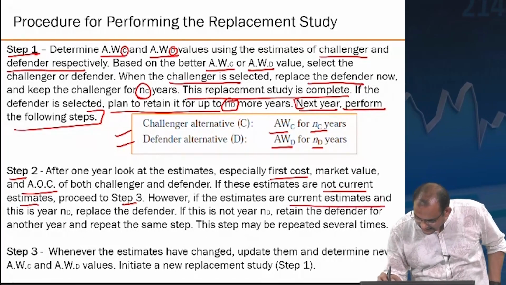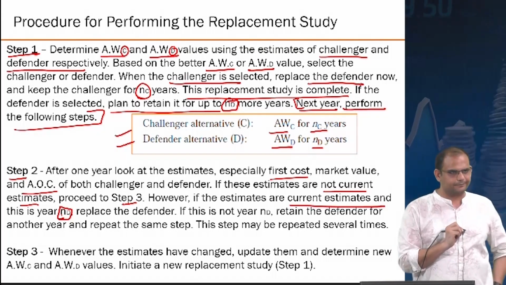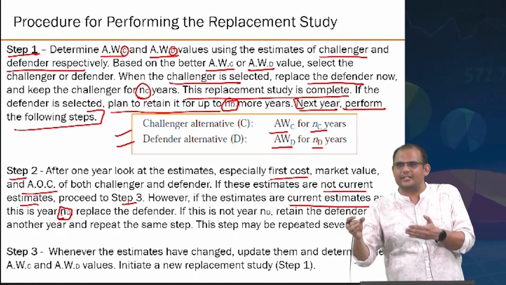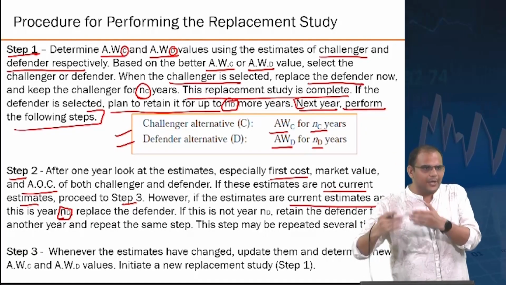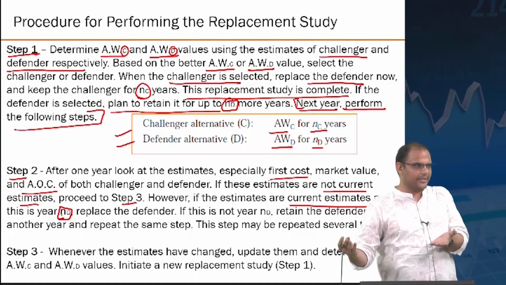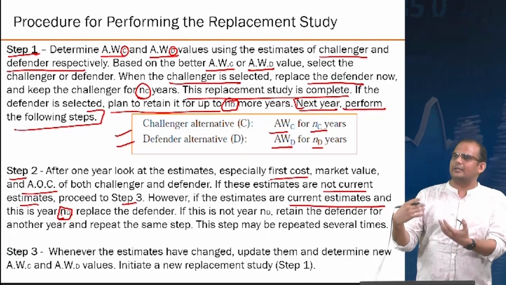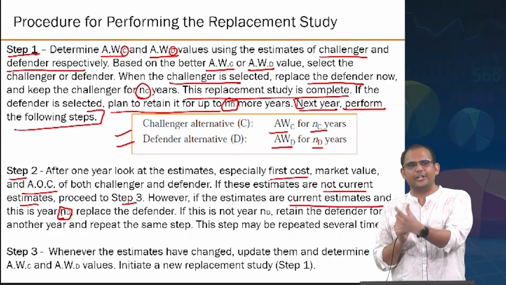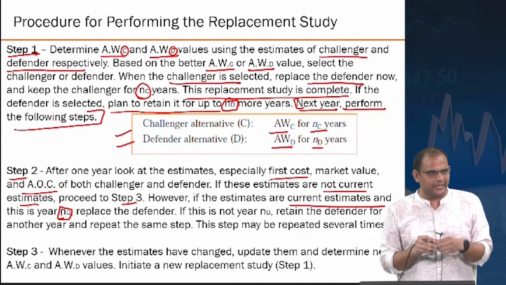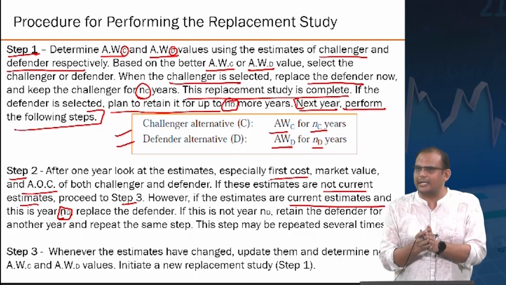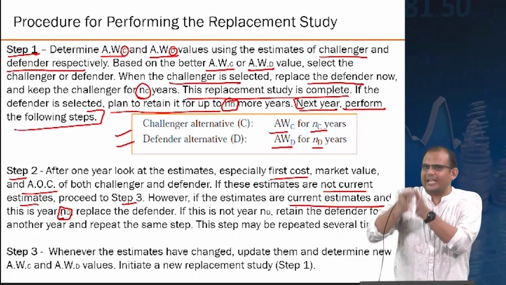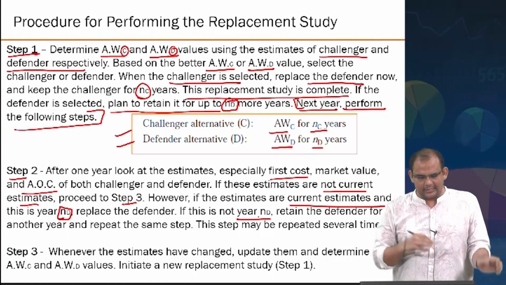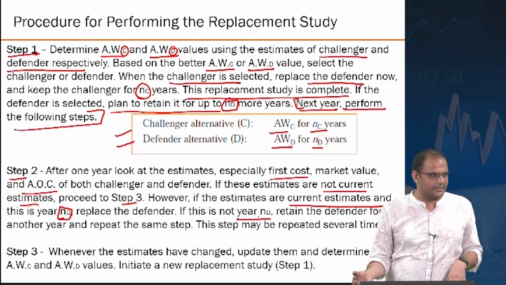However, if the estimates are current estimates and this is year ND, suppose you have reached year ND and the estimates have not changed. Beyond that, it doesn't make sense to keep the Defender, because from now onwards, Defender will start costing more. So, you replace the Defender with the alternative. Essentially you are reaching the end of the economic service life of the Defender, and therefore you are calling this the end of this replacement study. We know when exactly the replacement will happen, right? If this is not year ND, retain the Defender for another year and repeat the analysis, right?